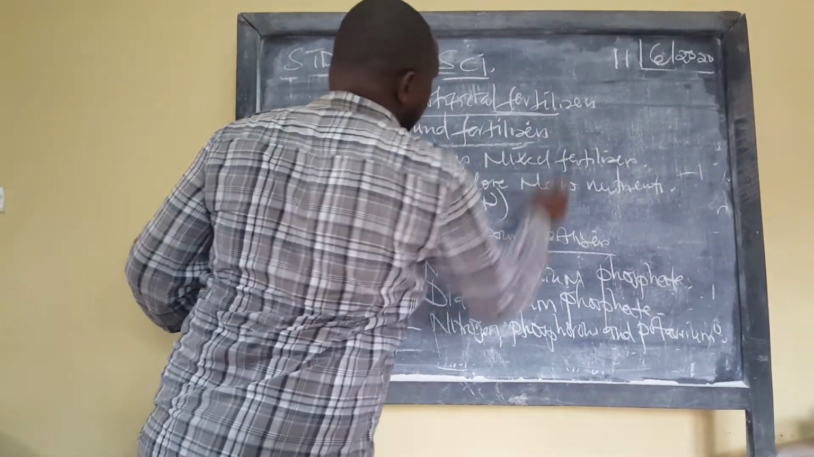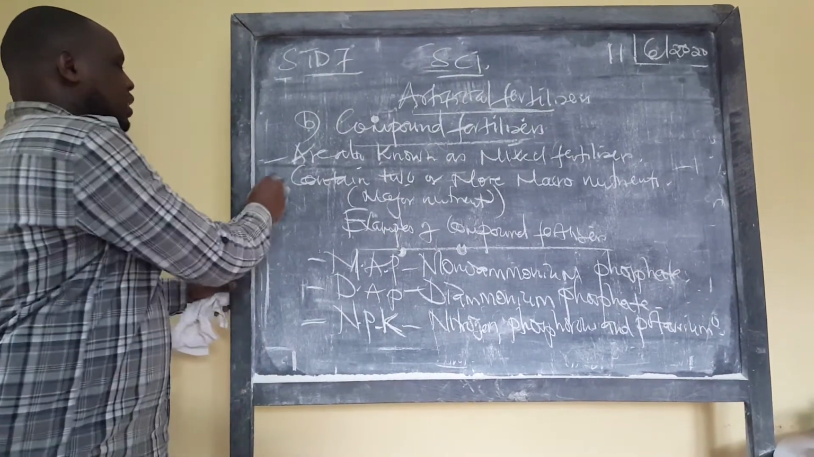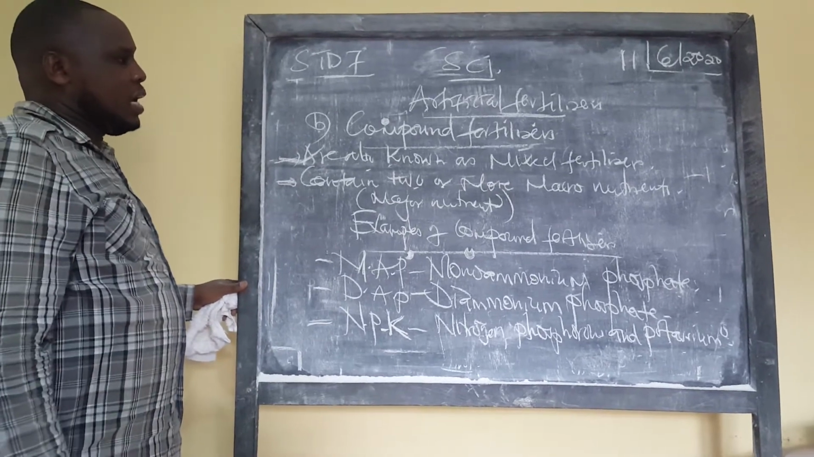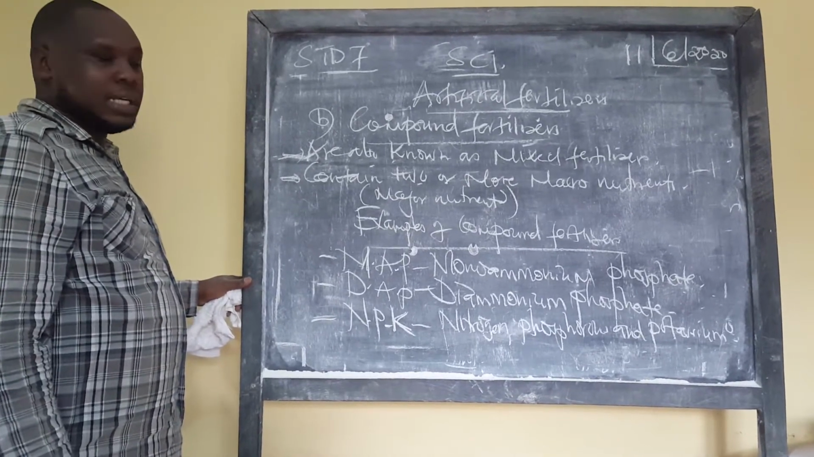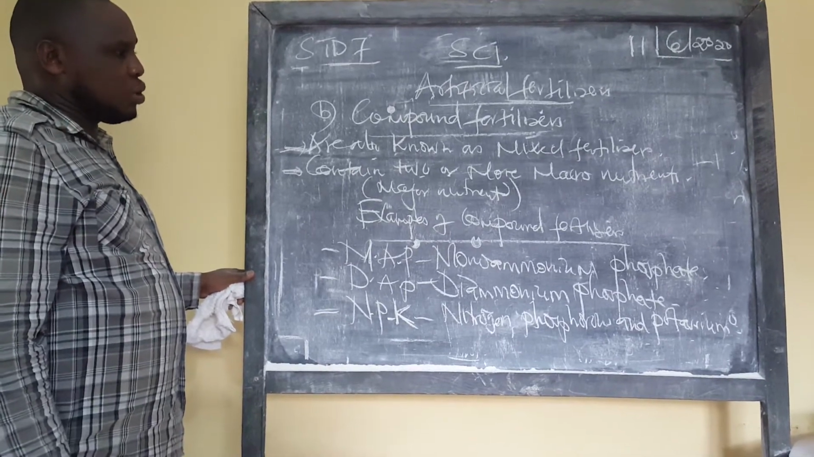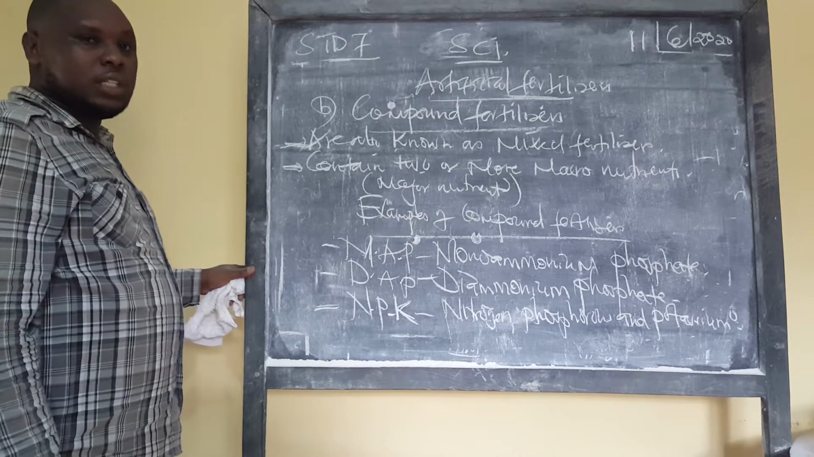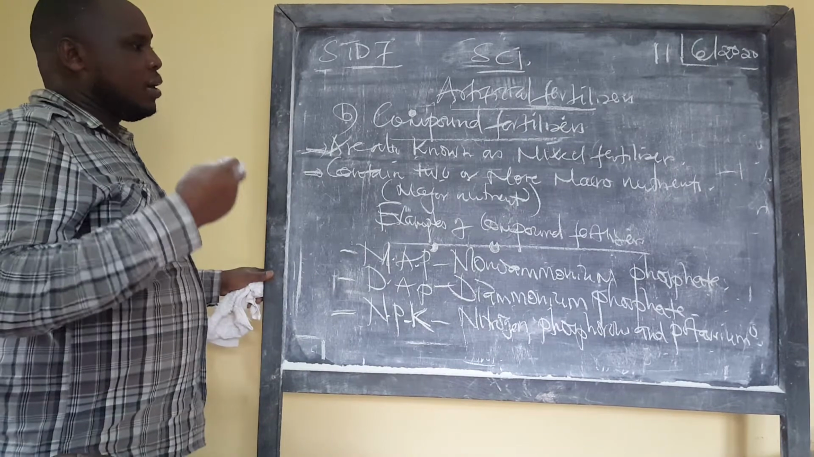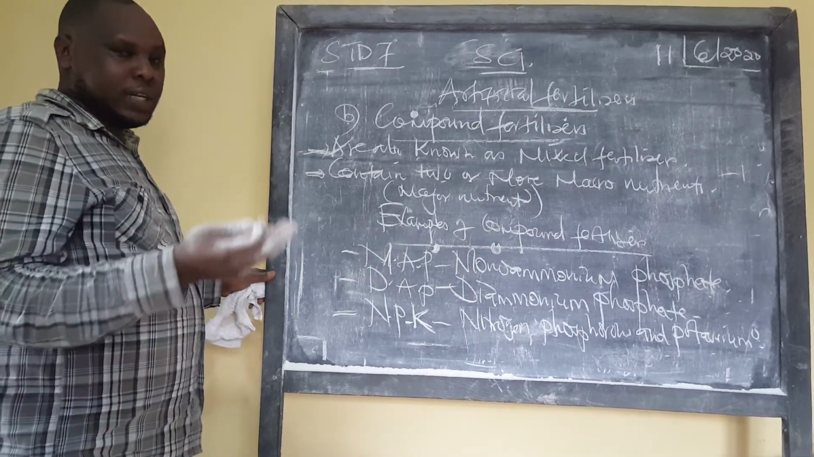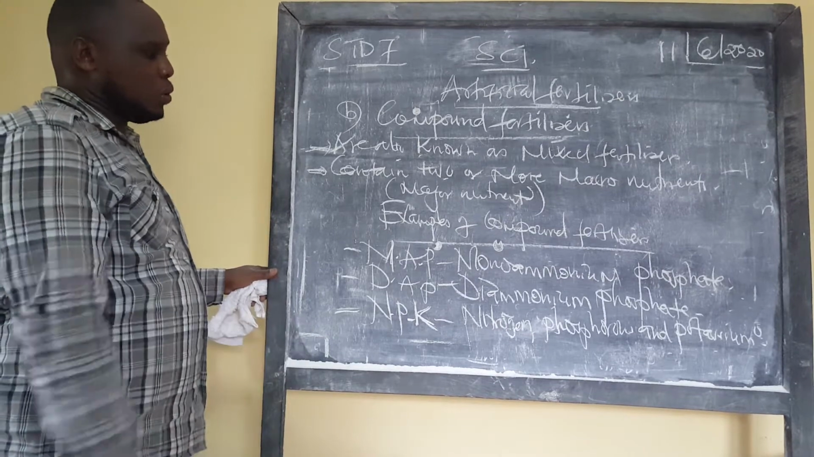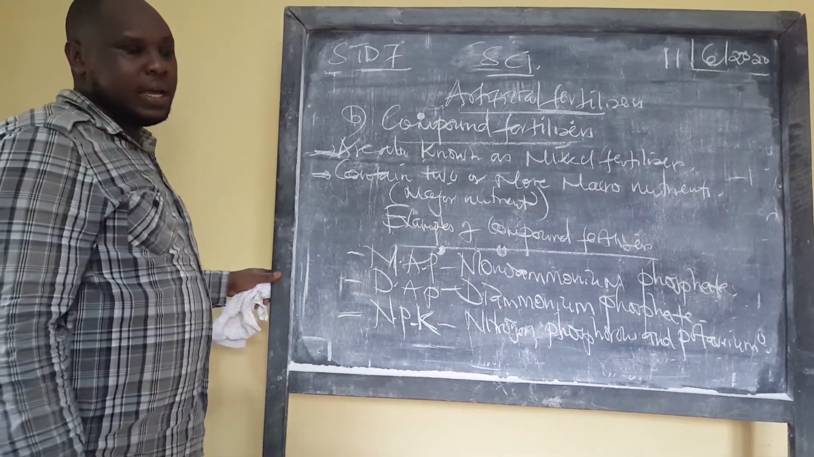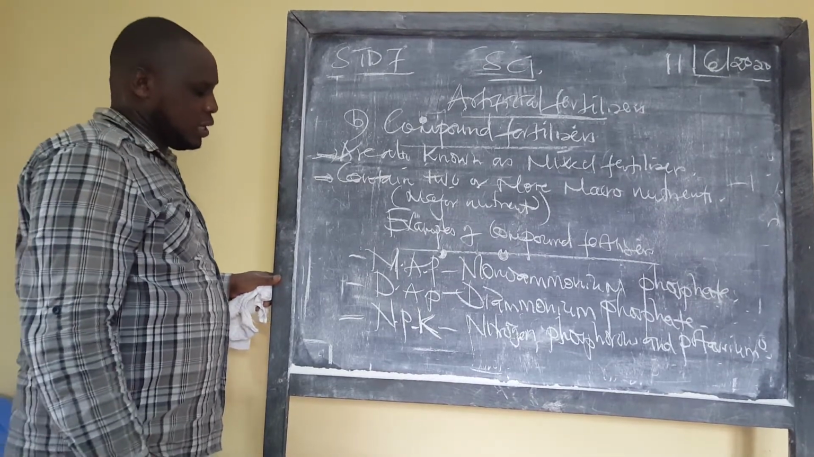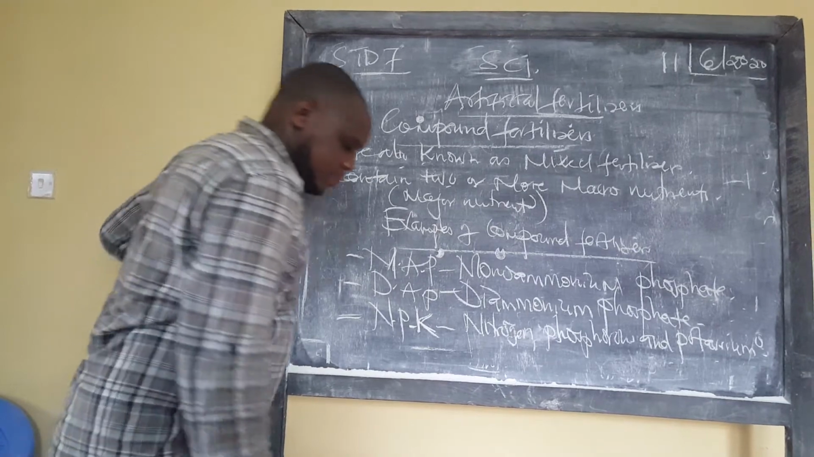So now we come to the end of the artificial fertilizers, which are inorganic fertilizers prepared in the industries. There are 2 types: straight fertilizers and compound fertilizers. Compound fertilizers are also known as mixed fertilizers. Straight fertilizers are also 3, depending on the macronutrient they contain: nitrogenous, potassic, and phosphatic. Then the compound ones are also 3: MAP, DAP, and NPK, meaning monoammonium phosphate, diammonium phosphate, and nitrogen, phosphorus, and potassium.